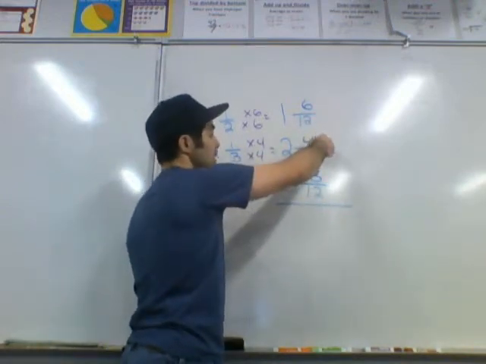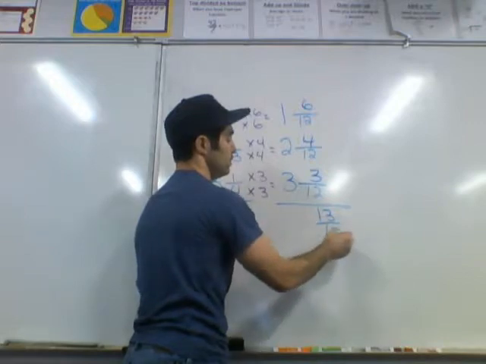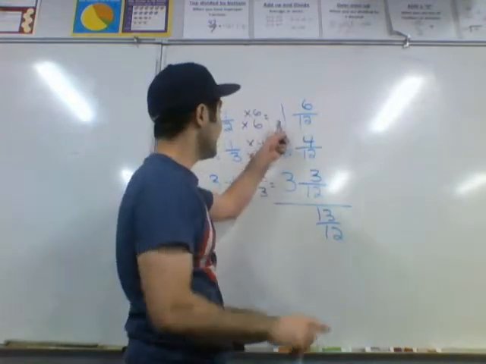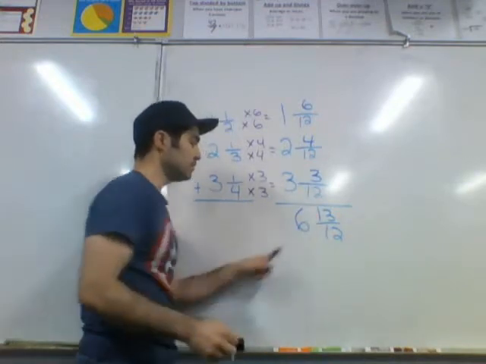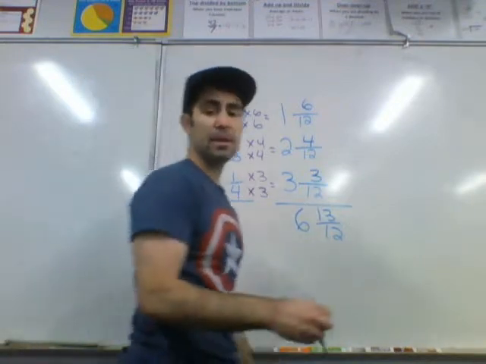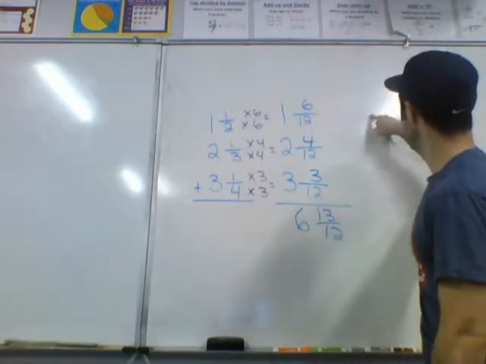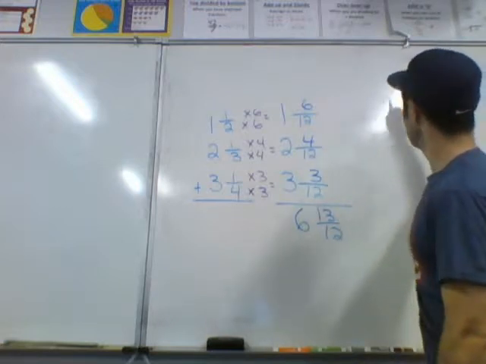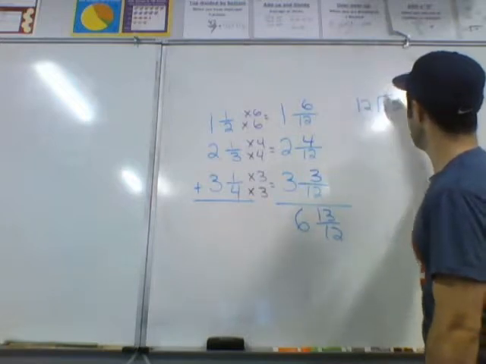6 plus 4 is 10. Plus 3 is going to be 13/12. You're not done. You've got to add your whole numbers. 1 plus 2 is 3, plus 3 is 6. Now we have an improper fraction here. Okay, so you're going to do top divided by bottom, just for this over here. We're going to do 13 divided by 12. 12 will go into 13 one time.